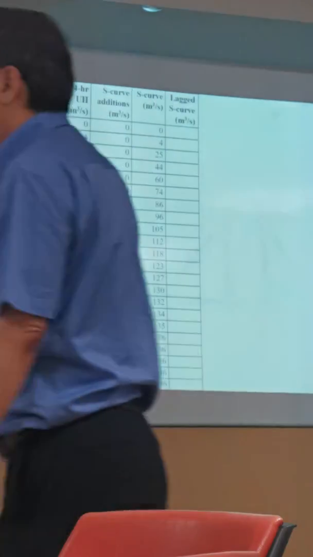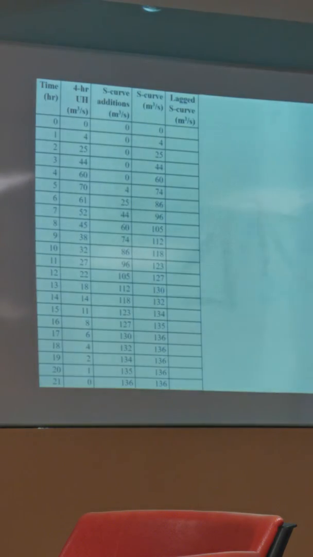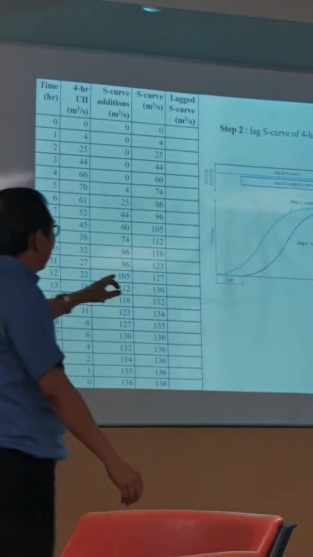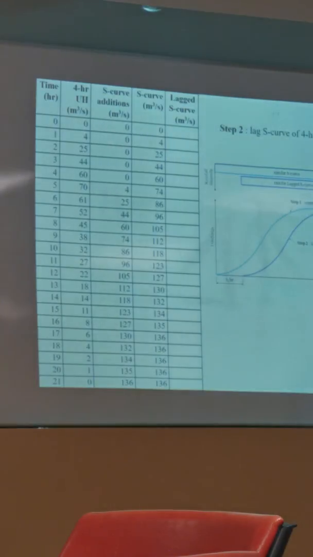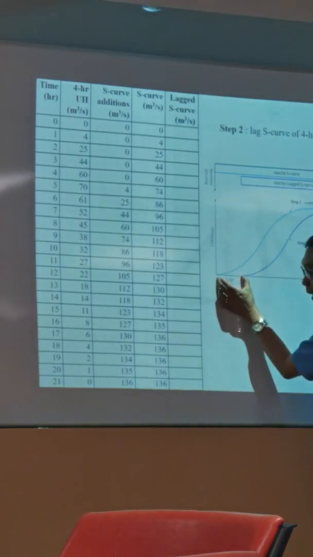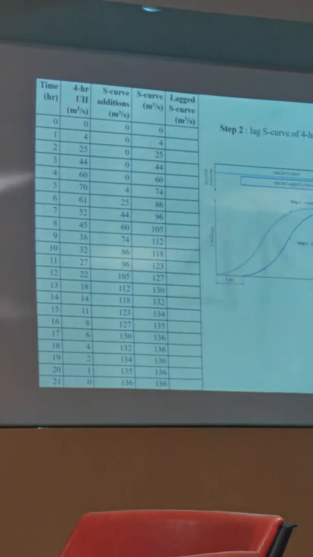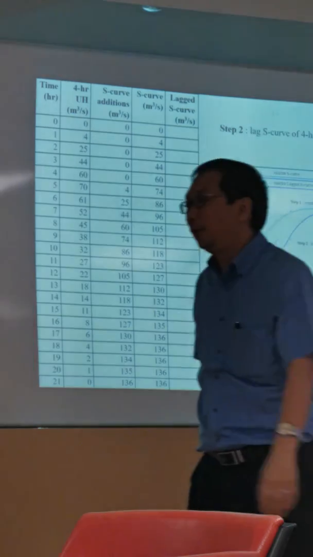That's all. Alright? Count the number of empty spaces there. Lag by 2 hours. This is essentially what you get. This is the original 4-hour unit hydrograph, the light blue. You lag by whatever you want to get. You want a 2-hour lag by 2, a 6-hour lag by 6, a 5-hour lag by 5. Just whatever you want to do.